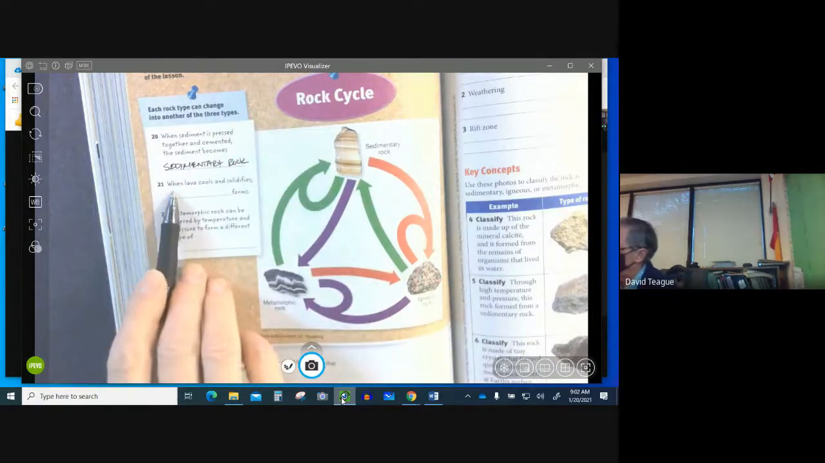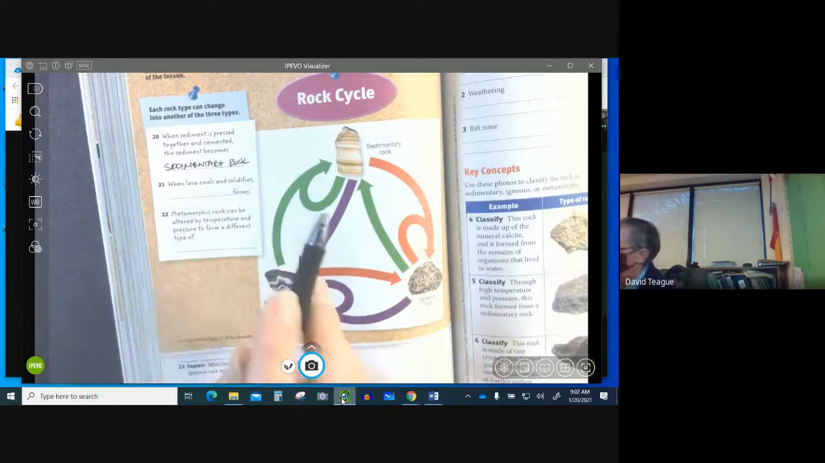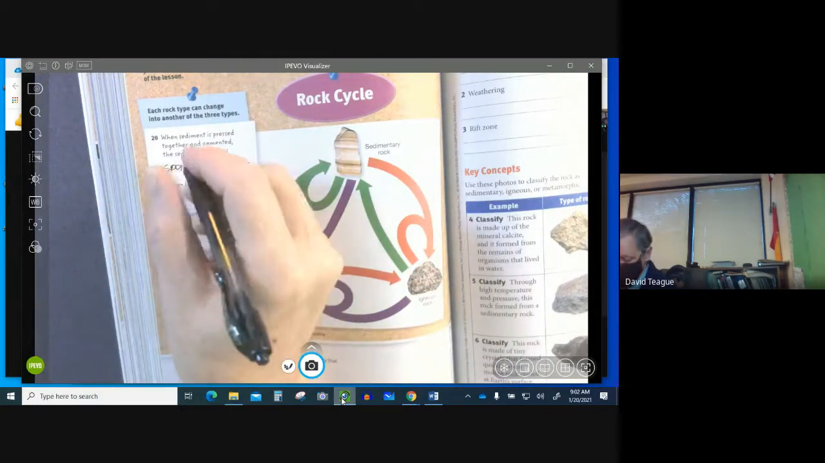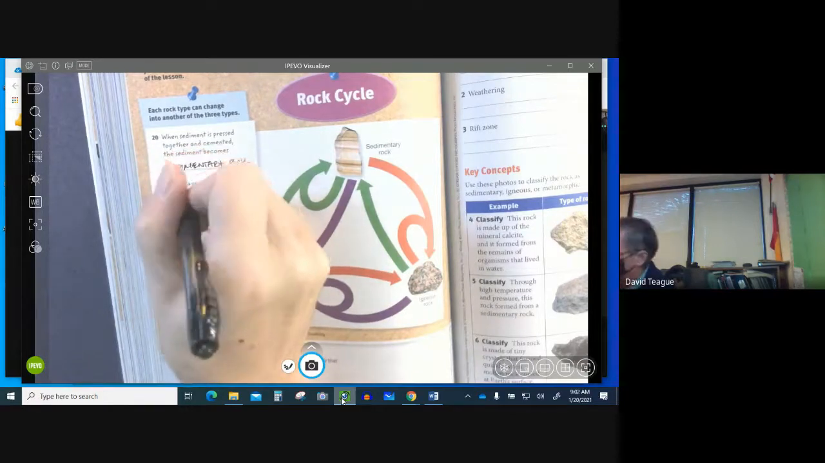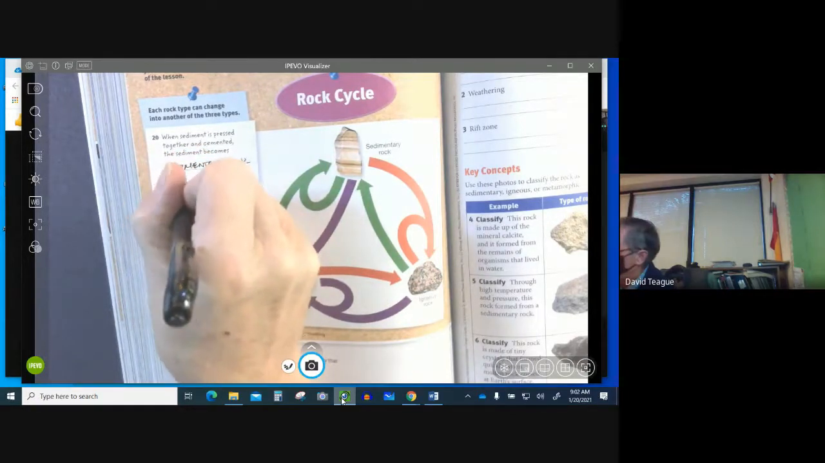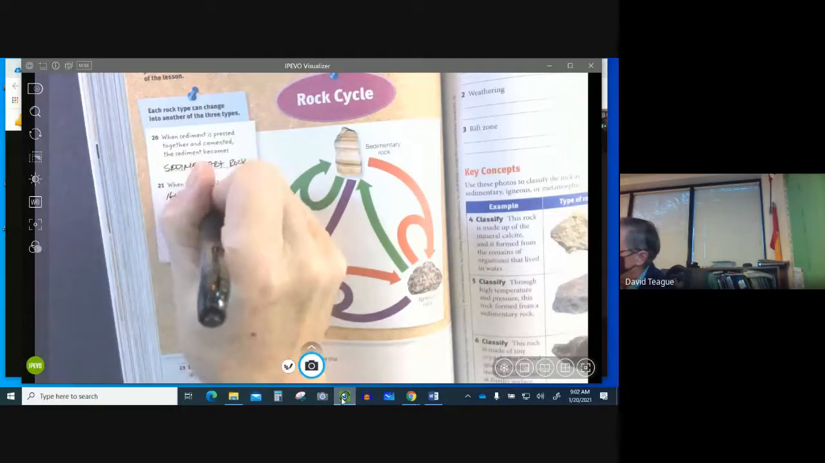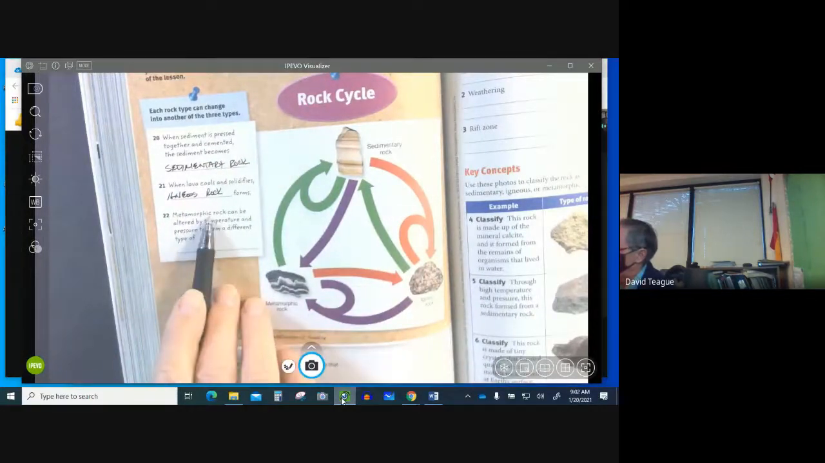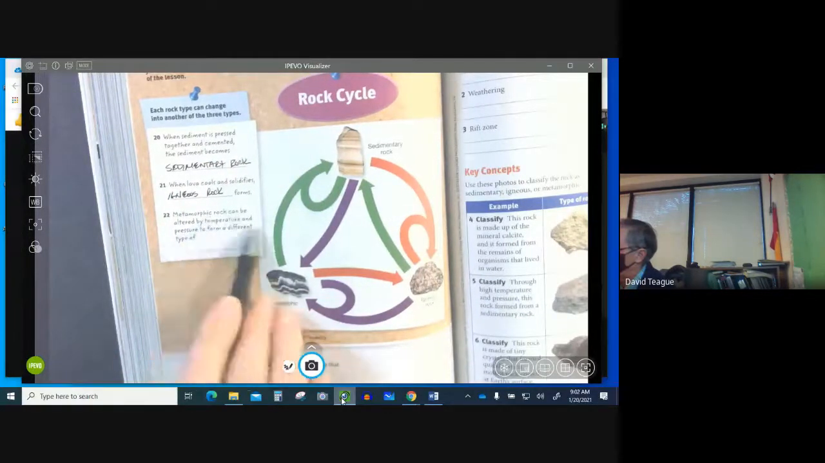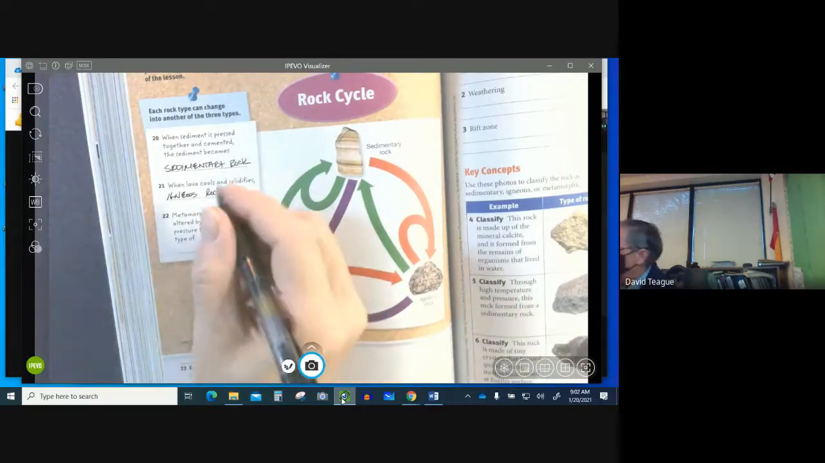Number 21: when lava cools and solidifies, what does it form? It forms igneous rock. Number 22: metamorphic rock can be altered by temperature and pressure to form a different type of metamorphic rock.